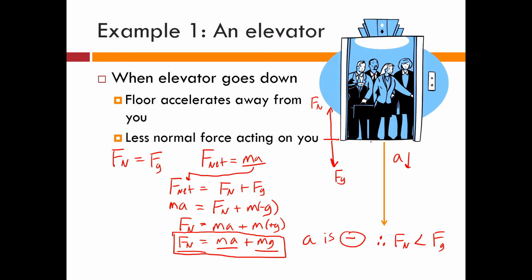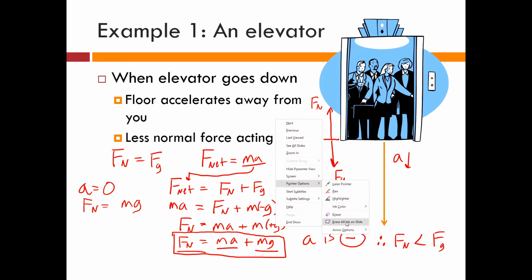Eventually, the elevator will stop accelerating, and you'll get a situation where you have zero acceleration, and at that point, your normal force is just going to be equivalent to mass times g, or equivalent to gravity. So if the elevator rides long enough, eventually you start feeling your normal weight. Now for the elevator accelerating upwards, we can basically use the exact same equation.